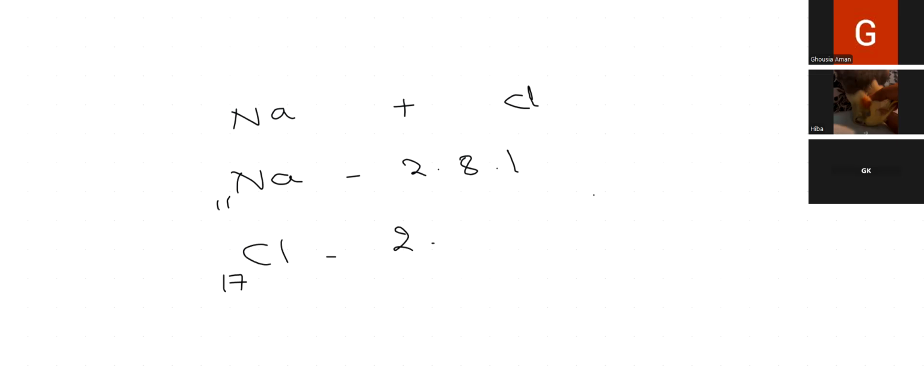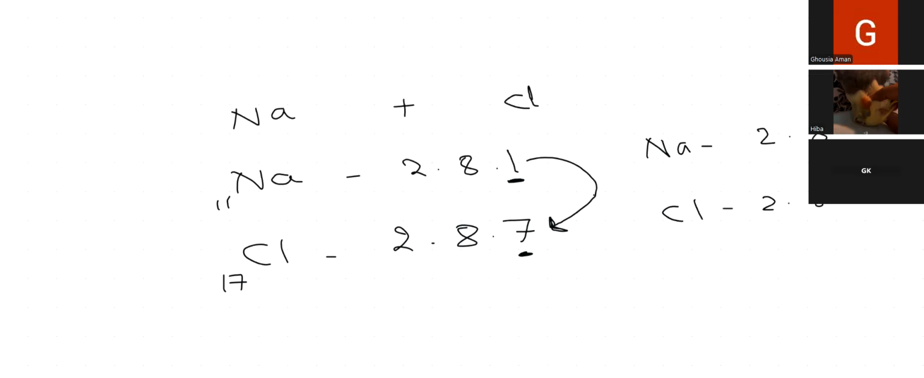Now see, in the last shell of sodium, there is only one electron. In the last shell of chlorine, there are 7 electrons. So what will sodium do? Sodium will give this one electron to chlorine. Sodium will completely lose its electron and give it to chlorine. As a result, now sodium has electronic configuration 2, 8. See, the last shell is full. And chlorine has now, after gaining one electron, electronic configuration 2, 8, and 8. See, the last shell is full.